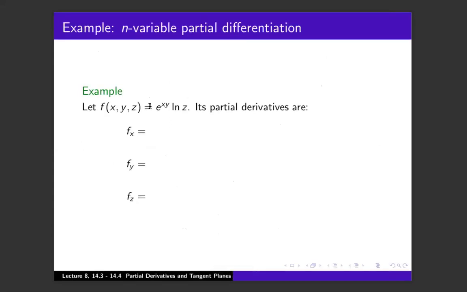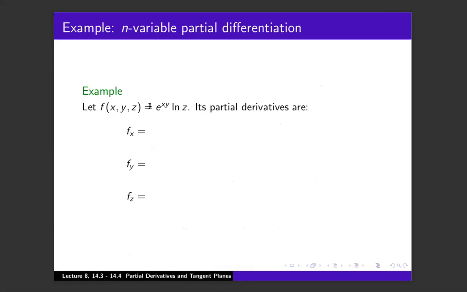So let's do an example of this. We've got the function f(x,y,z) equals e to the xy times ln z. So people who are watching this, take a couple seconds to see if you can work out what these partial derivatives are. Remember, all you're going to do is differentiate it with respect to one variable and hold the others to be constant.